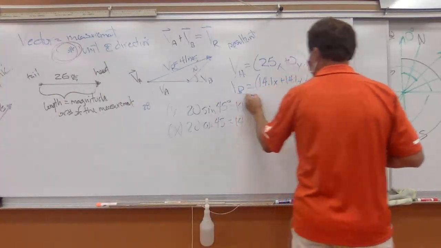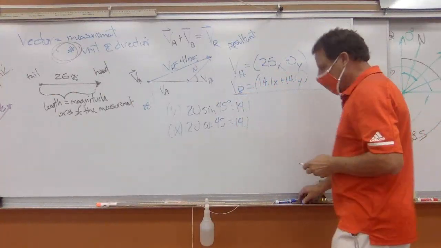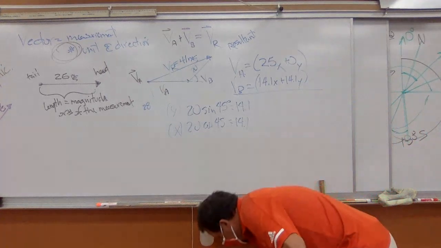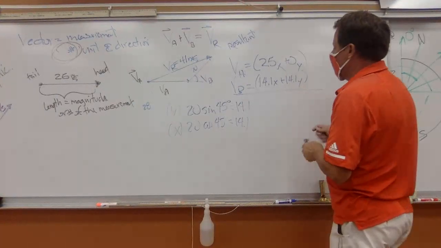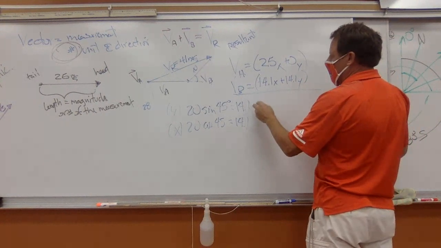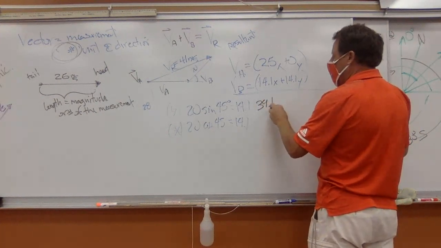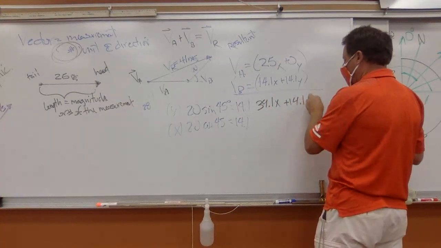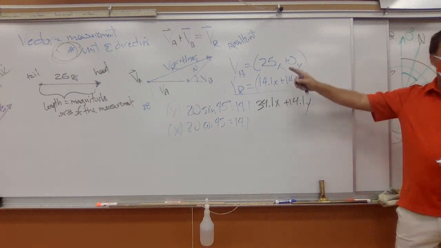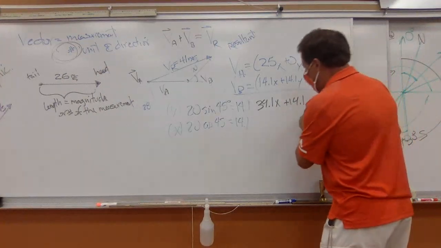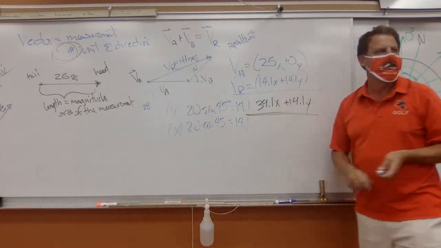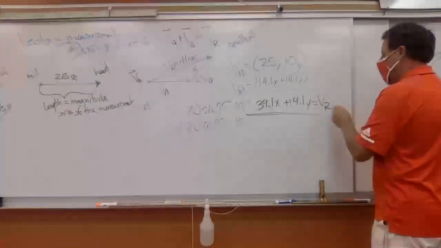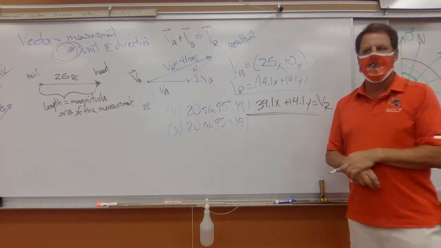So now, if we add these two together, and this is the beauty of adding these up, we can say that this is 39.1x plus 14.1y. You guys see that we're just going to line them up and add them together. Okay, so this right here is our resultant vector.